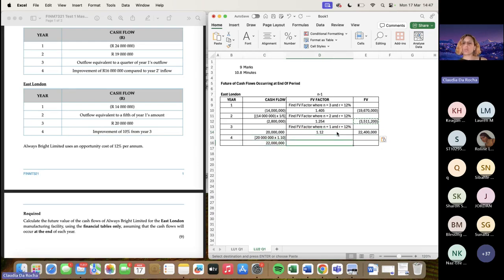Okay, and for the last one, we basically leave it at 1. And why are we saying that? Because this value, the 22 million in year 4, is the future value. That is its value. It's not going to change. So we just leave it at 1.